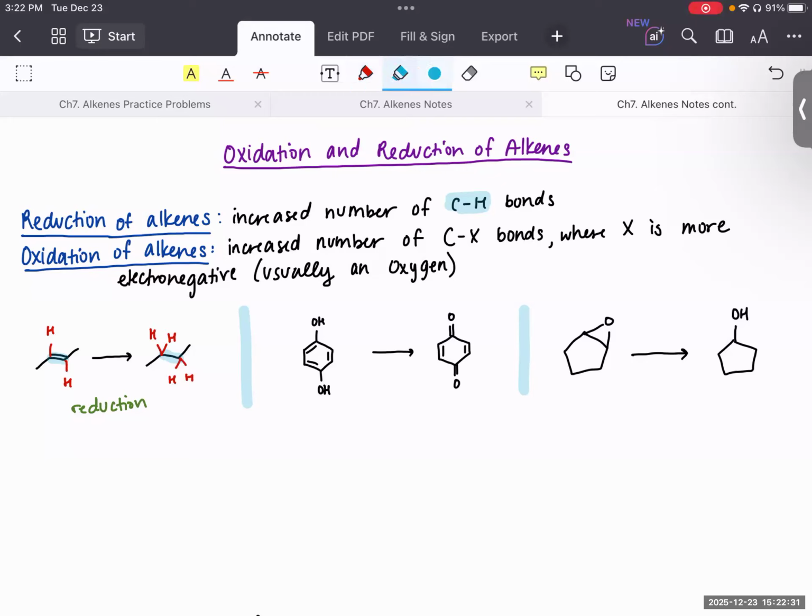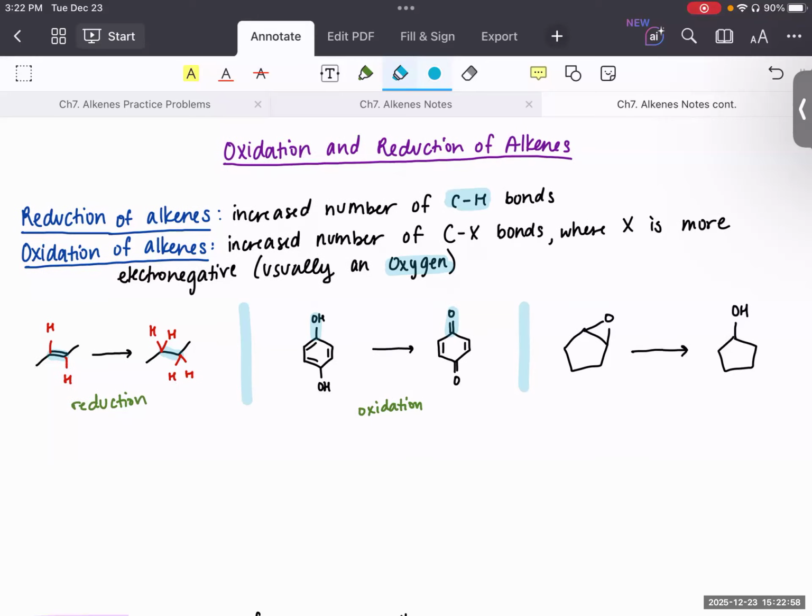In comparison, oxidation is the increased number of CX bonds, where X is some more electronegative atom, and usually it's an oxygen in this chapter. And so we can see that in this middle one, where both of these CO bonds begin to be C double bond to an O. So we increase the number of bonds between carbon and oxygens. Same thing is true for this bottom one here too.